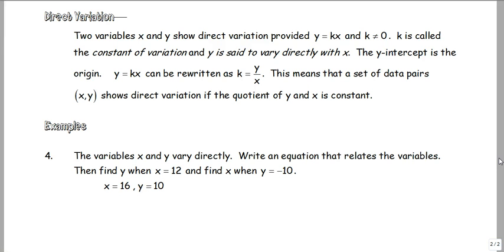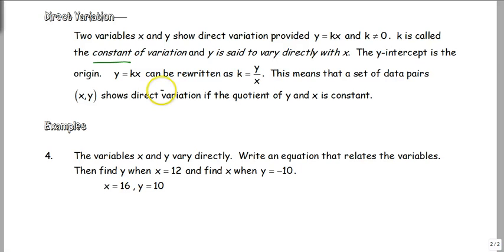So we have two variables, x and y, that show direct variation, provided y equals kx and k is not equal to 0. K is called the constant. That's the key. It's always constant. And y is said to vary directly with x. So if I say I have an equation where y varies directly with x, you would say y equals kx.